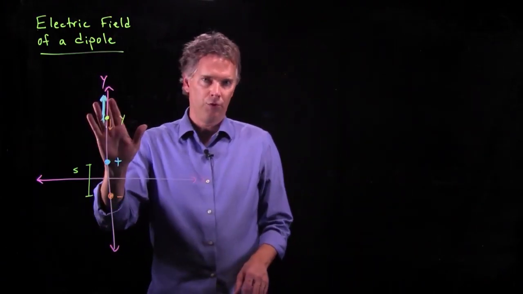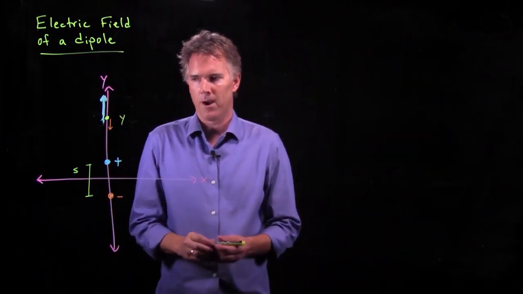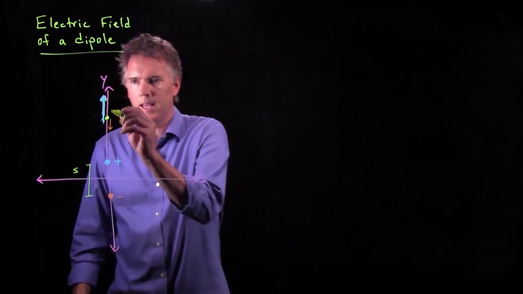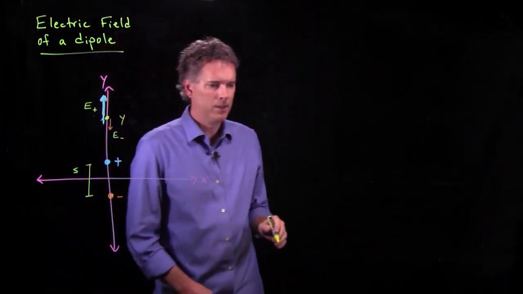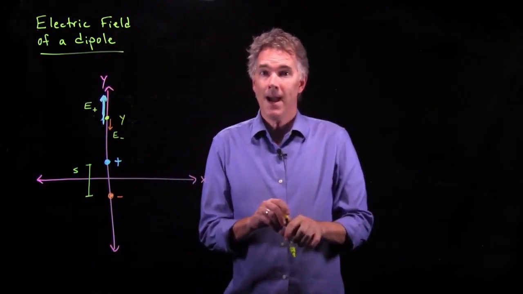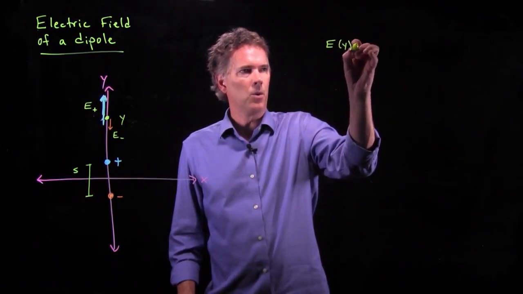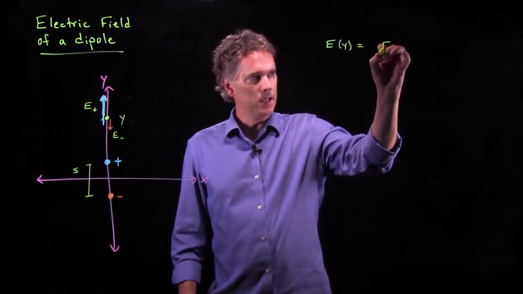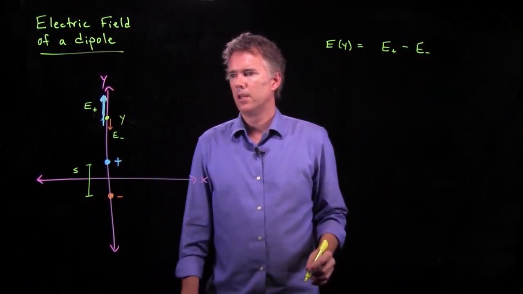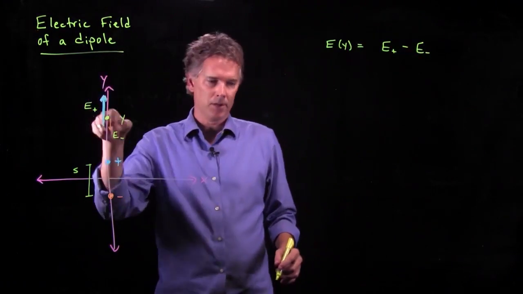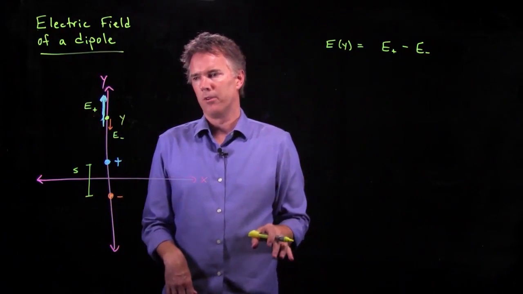All right, so with those two, let's see if we can figure out what the electric field is at that position y. Well, if we call this one E positive and this one E negative, then we can write down the magnitude of the resultant E field. E at the position y is just going to be E plus minus E minus, right? We have positive going up, negative going down, and so we need to subtract those two, and this will give us the magnitude of the electric field.